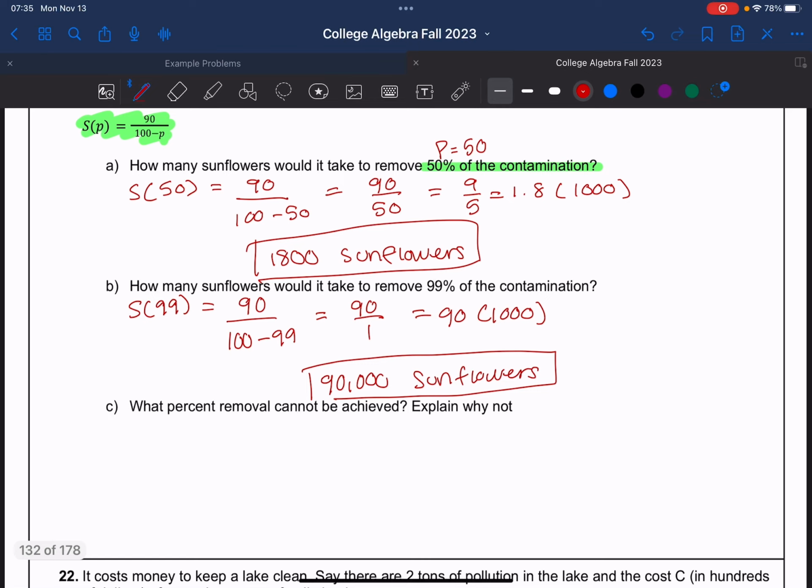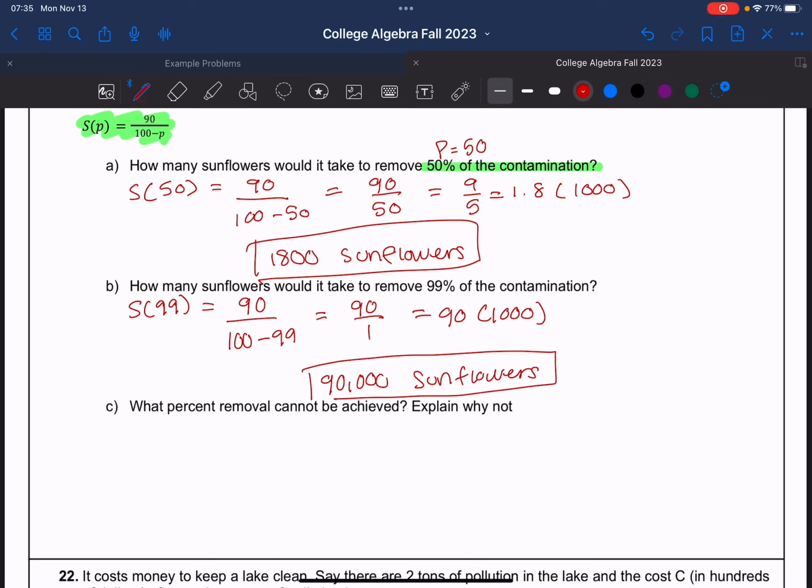Next question says, what percent removal cannot be achieved? Why not? Good. Why can't 100% be achieved? Because it would equal to 1. And 1 times 1,000 is just 1,000, and that's way less than 90,000. No. Any other guesses?